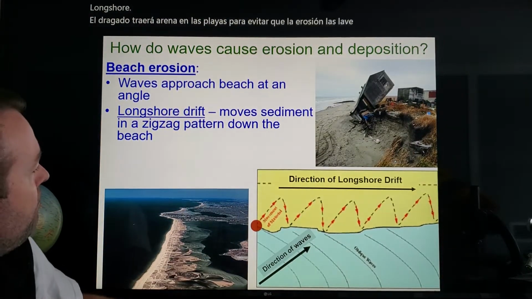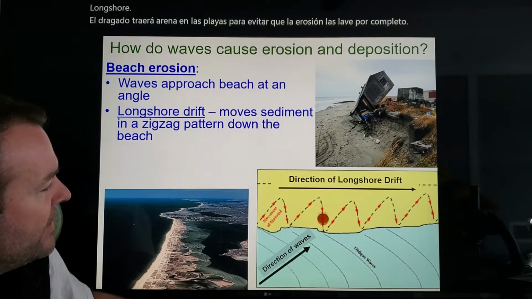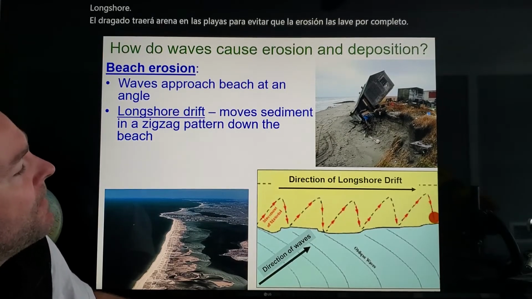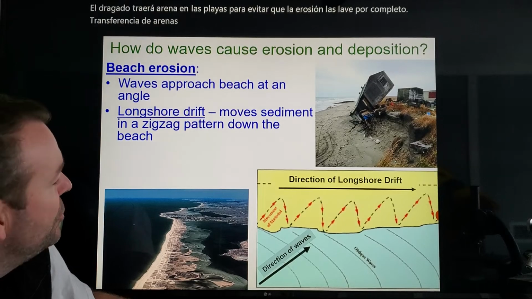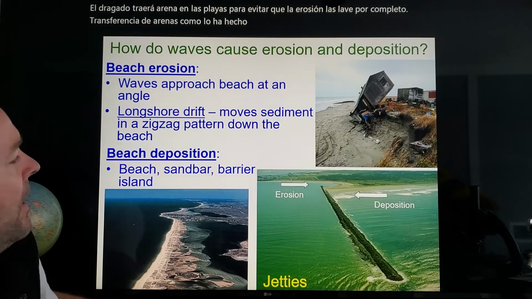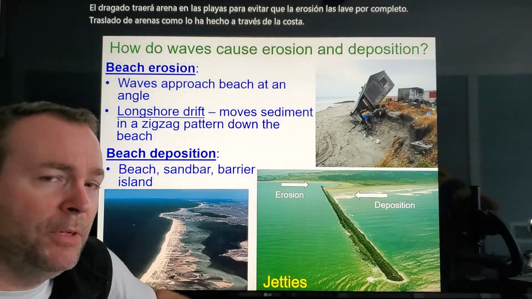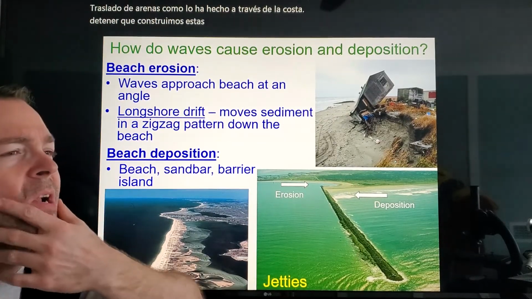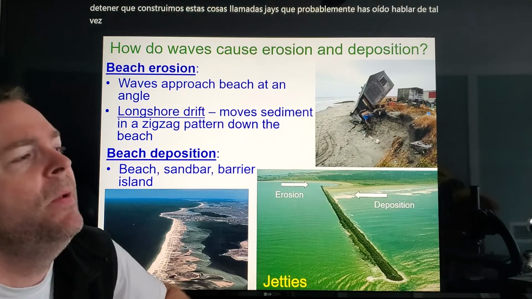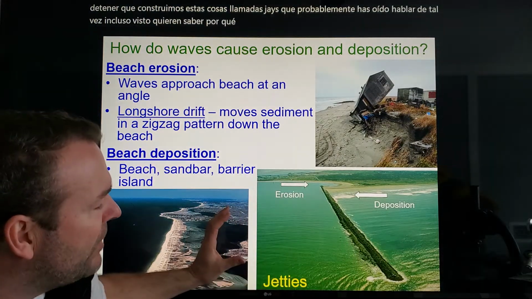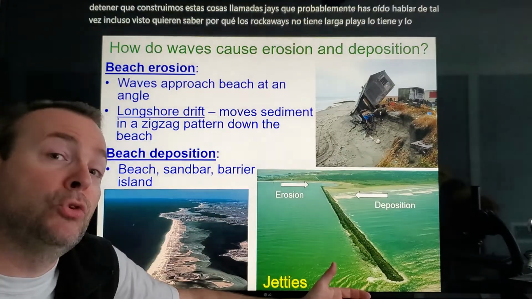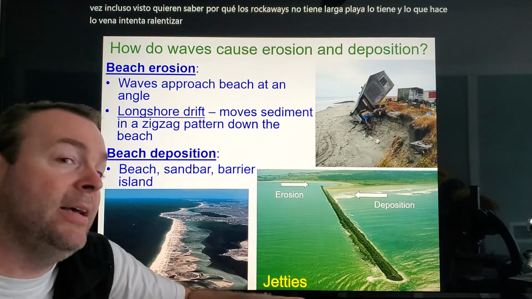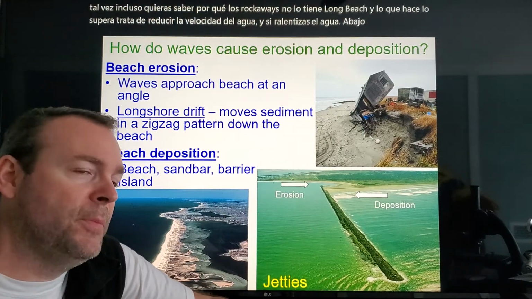Okay? And there it is. There's that transfer of sand as it heads across the shore. All right? To try to stop that, we build these things called jetties. You probably heard of them. Maybe you've even seen one. I know the Rockaways has them. Long Beach has it. And what it does is it tries to slow the water down. And if you slow water down, it's going to deposit sediment, which prevents it from getting eroded.